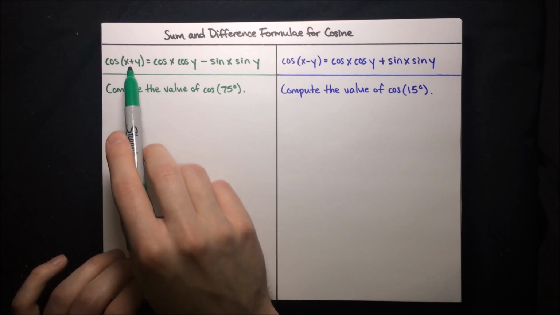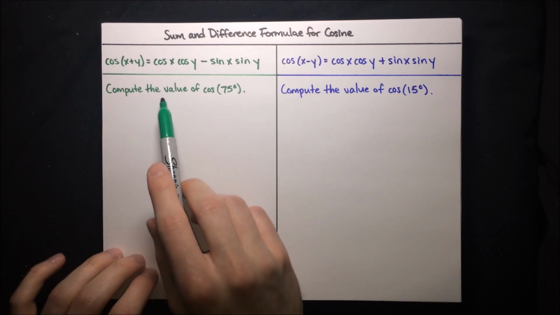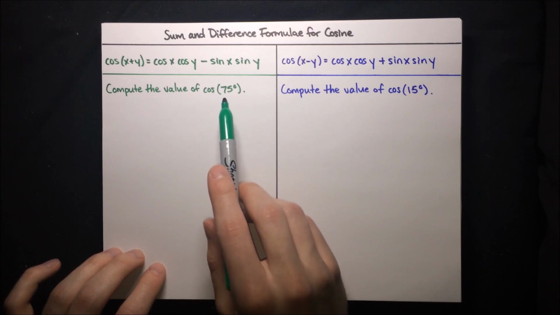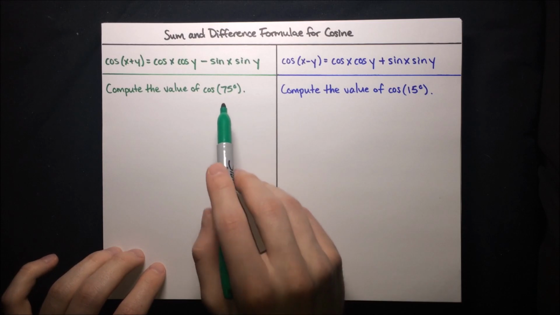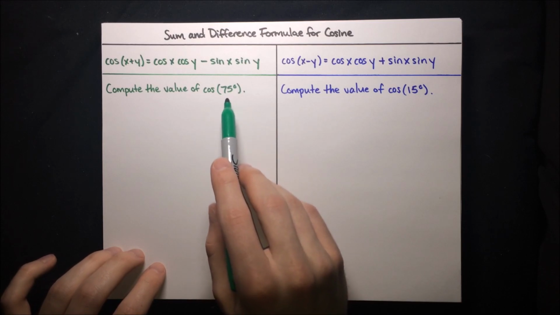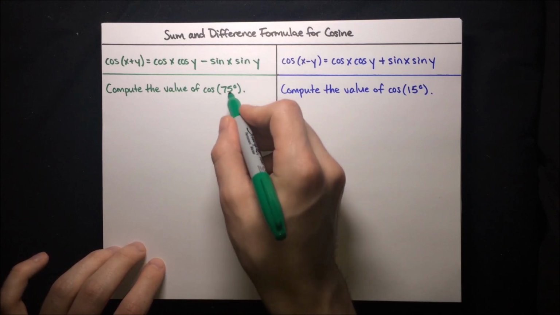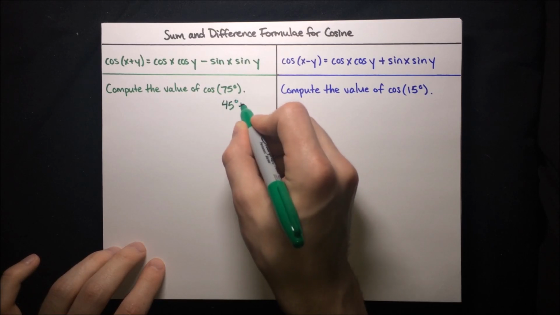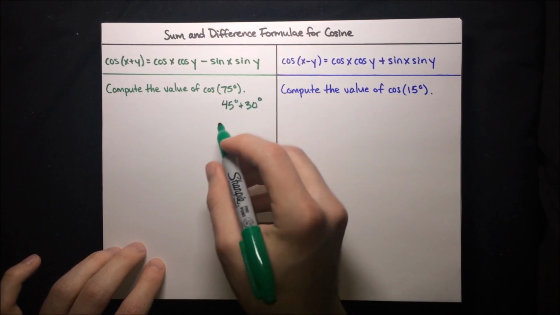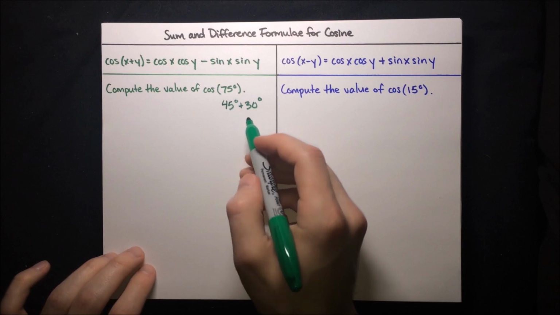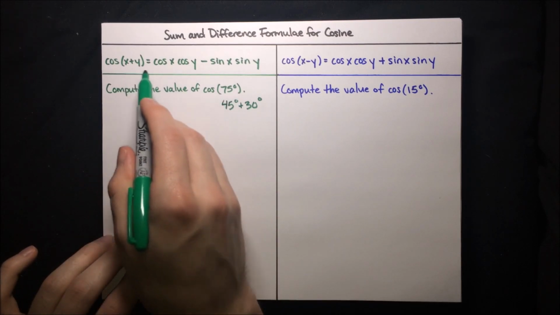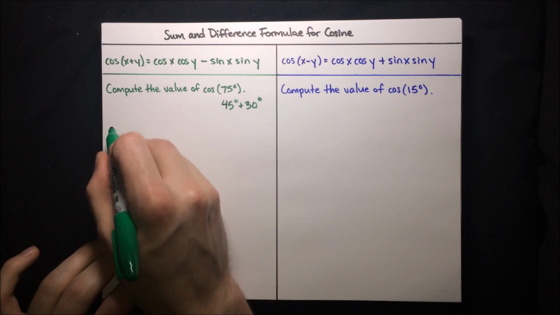First of all, we'll use the sum formula to compute the value of cosine of 75 degrees. And 75 degrees, unfortunately, is not a special value where we just know what cosine is, but we can write it in terms of two special values. We can write 75 degrees as just 45 degrees plus 30 degrees. These are two special angles for which we know the values of sine and cosine, and they sum to 75 degrees, so we can just plug them into our formula here and evaluate. So let's go ahead and do that.